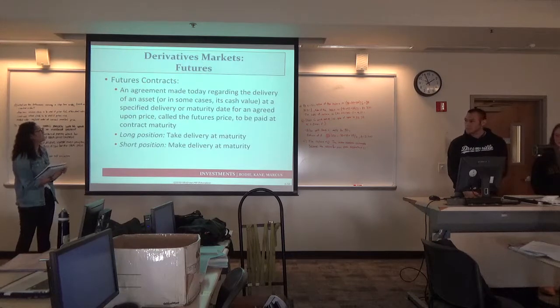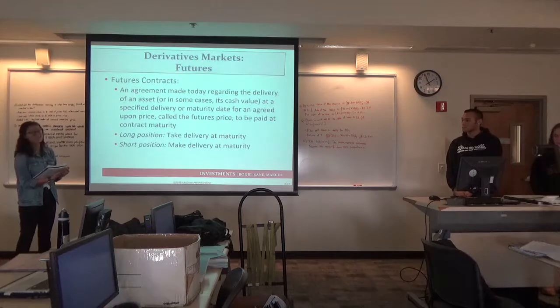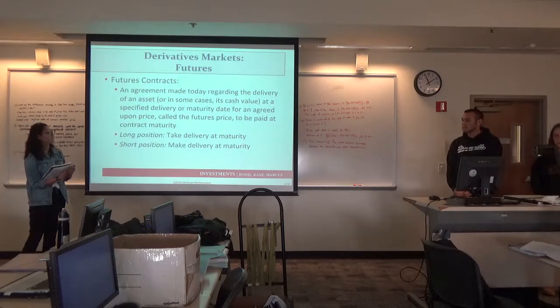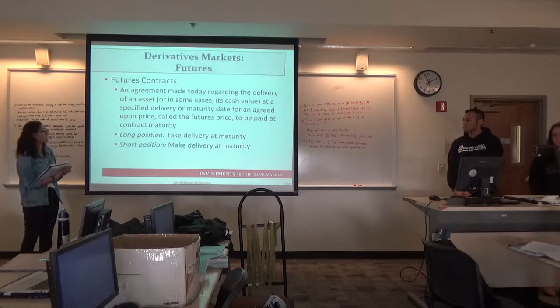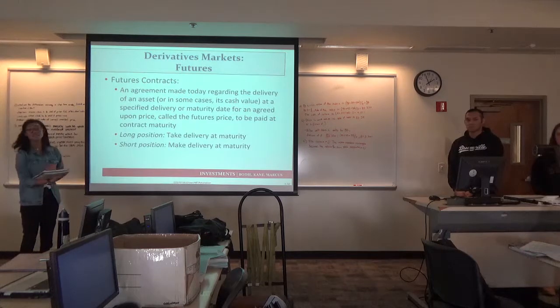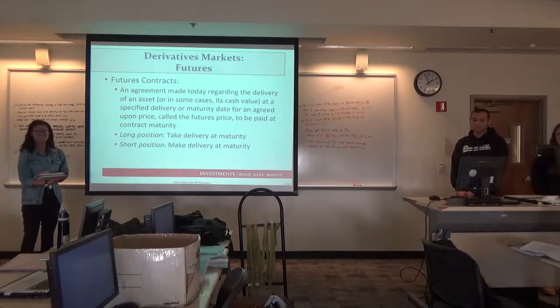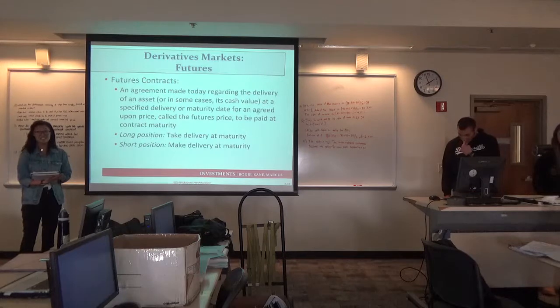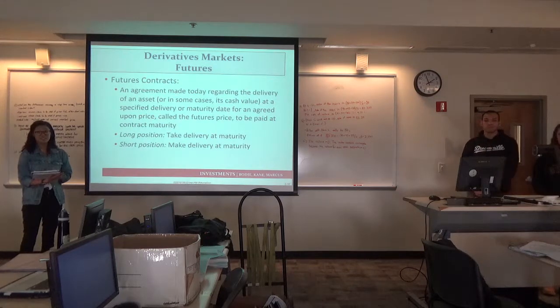So next is futures. It's an agreement made today regarding the delivery of an asset, or in some cases its cash value, at a specified delivery or maturity date for an agreed upon price, called the futures price, to be paid at contract maturity. The contract period goes out a certain time period, but with a futures contract, you have to settle on a daily basis. So if you're in the money, you get money in your pocket. If you're out of the money, you gotta pay money out.